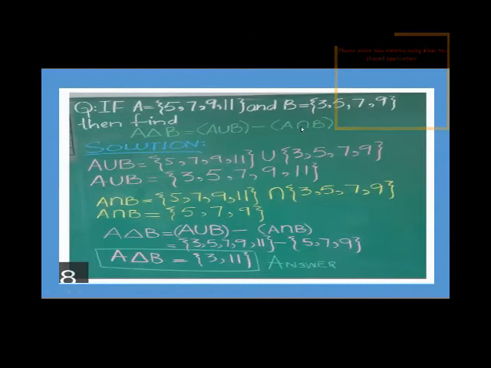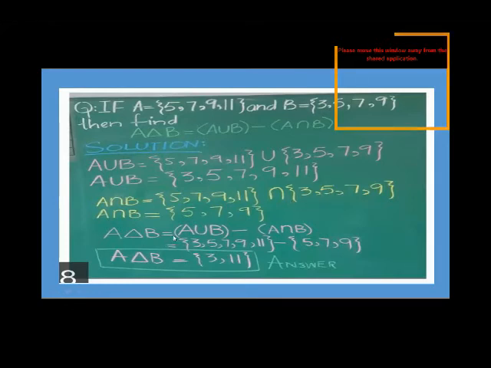The second is A intersection B. So we write A intersection B equal to set A, intersection sign, then set B. As we have discussed, 5, 7 and 9 are the common elements, and this symbol means intersection, which means take out the common elements between the two sets. So we write 5, 7 and 9, which are common elements in both sets.